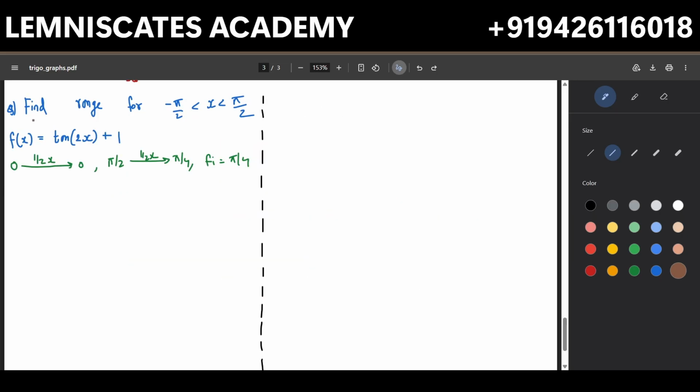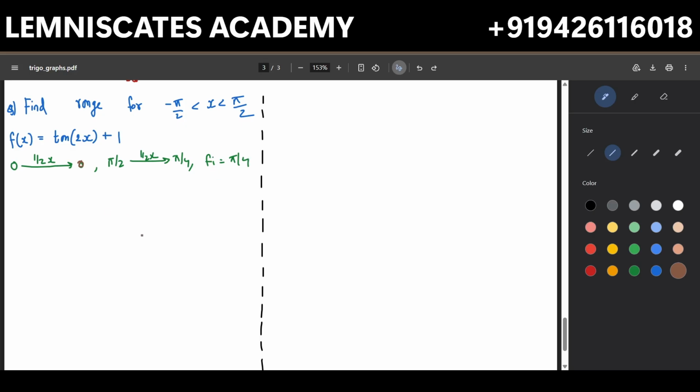For the next question, we are supposed to find the range in this interval for the function tan of 2x plus 1. Now for this kind of graph, you need to understand there is a change in the x-axis. All the values are having a stretch factor of half. So 0 is going to become 0. So this is your starting value. And then pi by 2 is now changing to pi by 4, which is your first asymptote. And if you do pi by 4 minus 0, you can see that the fixed interval is pi by 4.